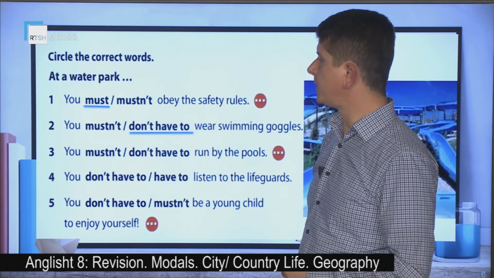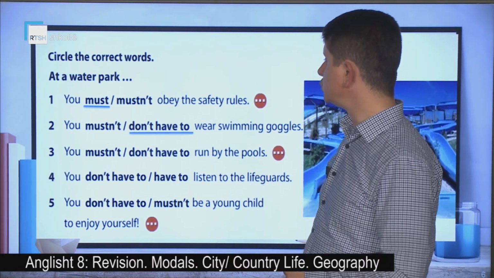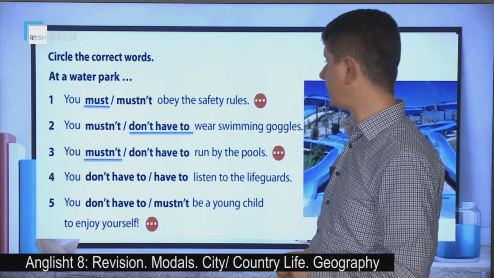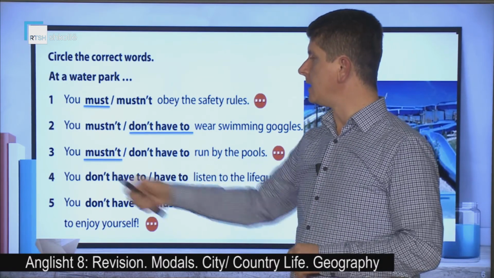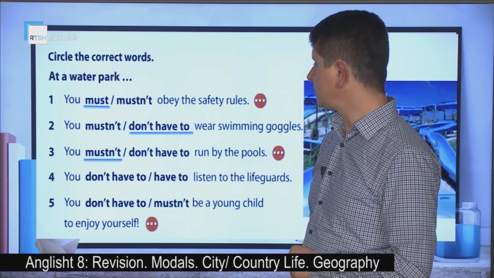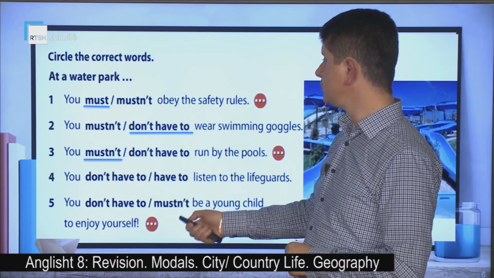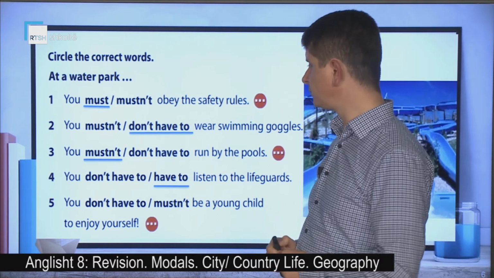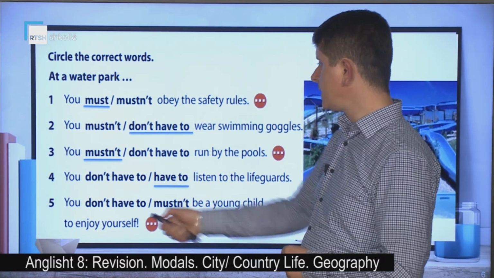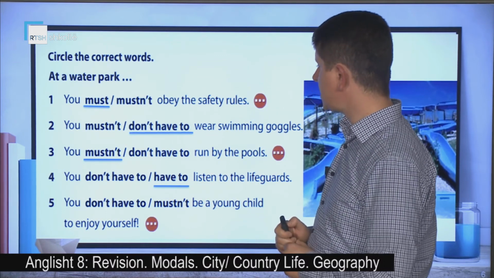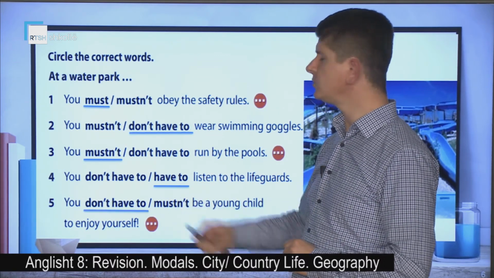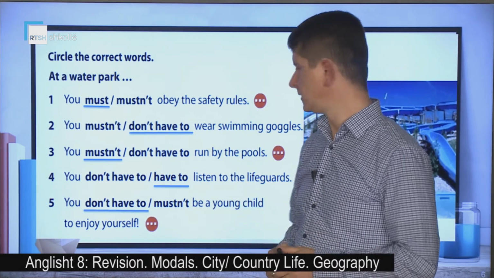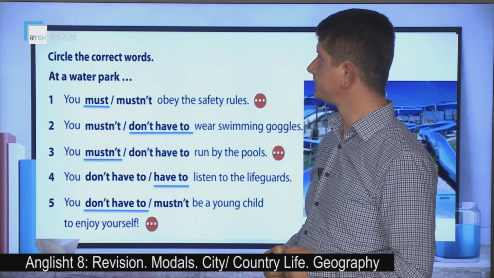Thirdly, at a water park, you run by the pools. You mustn't run by the pools. It's dangerous. Pra nuk mund të vraponi pranë pishinave. Number 4, at a water park, you listen to the lifeguards. You have to listen to the lifeguards. It's very important. You have to. You are obliged to do that. Number 5, you be a young child to enjoy yourself. You don't have to be a young child. You might enjoy yourself even though you are a grown-up.